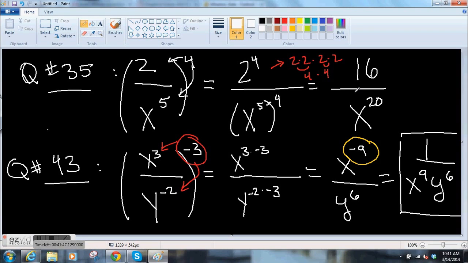That was question 43. So I'm going to do another video, which will be very short, which looks at question number 61. But that's the basics of some exponents.